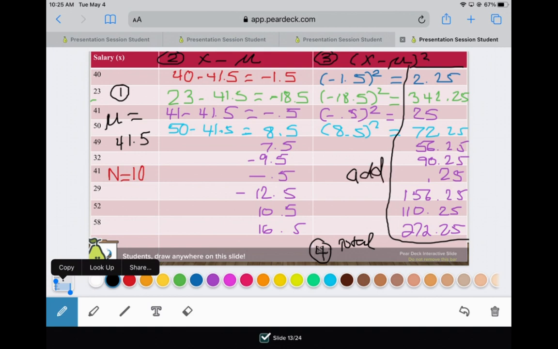Okay, so I'm going to take 2.25 plus 342.25 plus all of that. So that's what I'm going to do. I'm going to add all of those numbers in column 3. Okay, so bear with me, it will take me a while. 2.25, 342.25 plus 0.25. There's a point right here, okay? Plus 72.25 plus 56.25, 90.25. Plus 0.25 plus 156.25, 110.25 plus 272.25. Okay, so the total that I got in this one is 1,102.5.